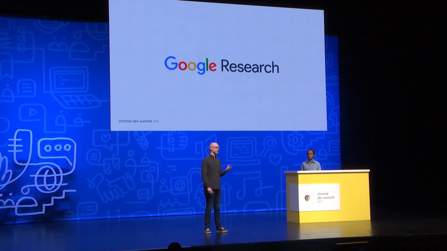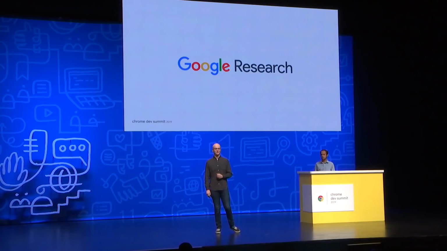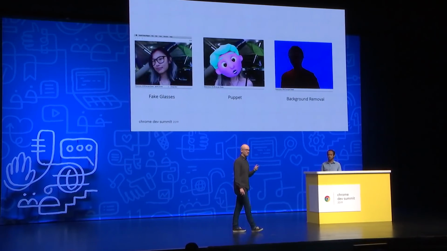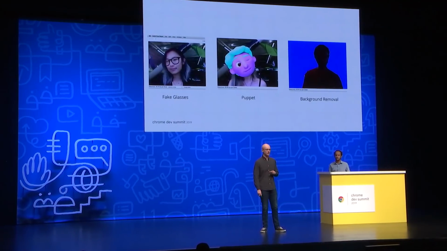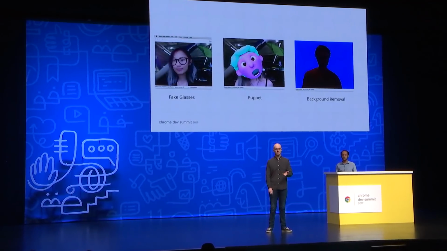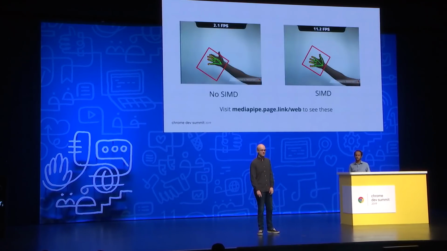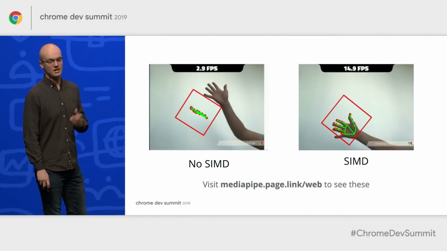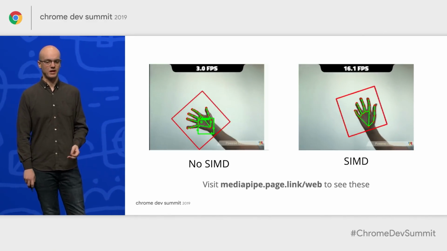This may seem simple, but it can have dramatic impacts on performance. To show the power that SIMD can deliver, I want to show off some of the work done by our colleagues at Google Research. They've developed several real-time ML models that can do everything from letting you try on fake glasses or puppet masks, doing dynamic background removal, and much more. One of the coolest demos is this hand tracking system. And here you can really see the difference that SIMD makes.